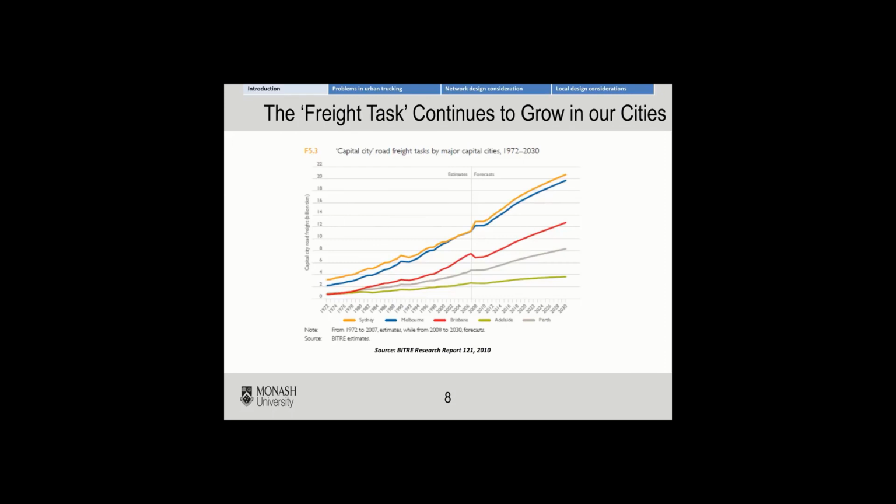This graph here indicates how the freight task has grown in Australian cities over the last 50 to 60 years. You can see it's increased dramatically since the 70s and is only going to continue to increase. It goes without saying that Sydney and Melbourne are not only experiencing the most growth, but also have the highest capital city road freight as indicated by the y-axis.